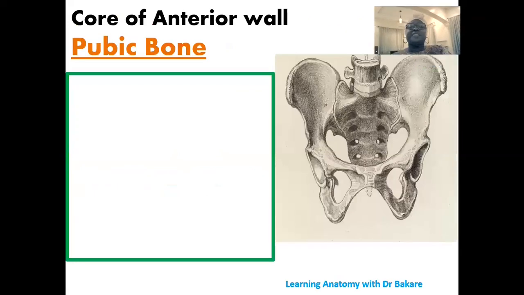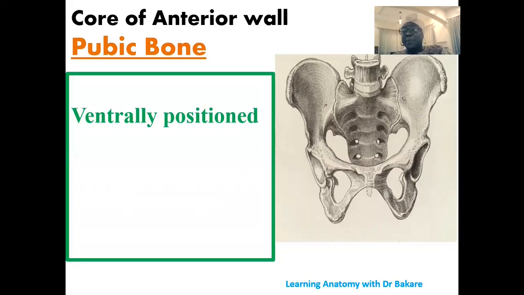So now driving further on the structural component of the anterior wall. What is the anterior wall of the pelvic cavity made up of? The bulk of the anterior wall of the pelvic cavity is made up of the pubic bone. The pubic bone is the ventrally placed bone. If you go back to the bone in pelvics, I've done a lecture on the bone in pelvics.